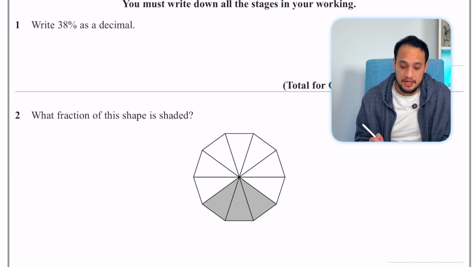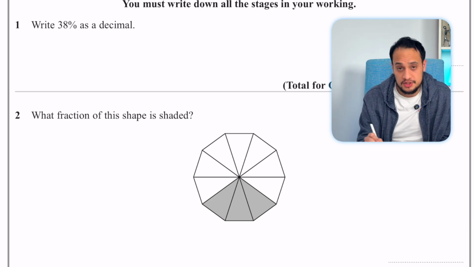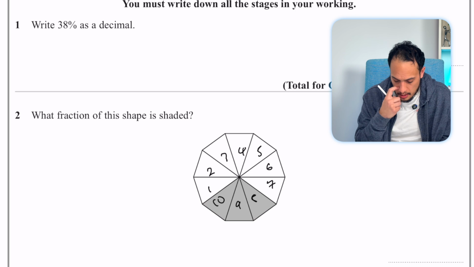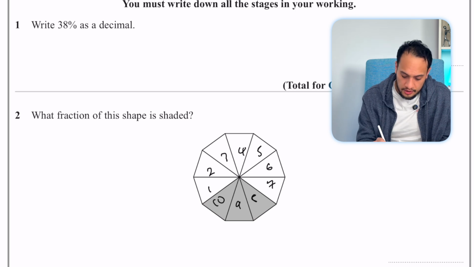What fraction of this shape is shaded? You're just going to count, make sure that you count these. So I've got 1, 2, 3, 4, 5, 6, 7, 8, 9, 10 segments. And then all I'm going to do here is count the remainder, so all the shaded sections. That's 10, 9 and 8. So that'll be 3 over 10. So I'm going to put that over here.